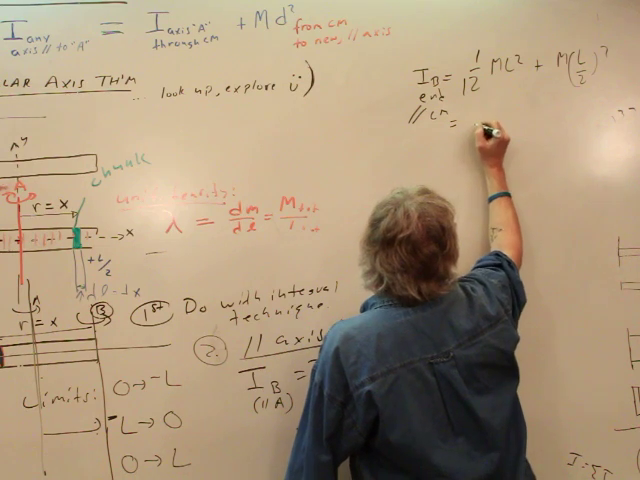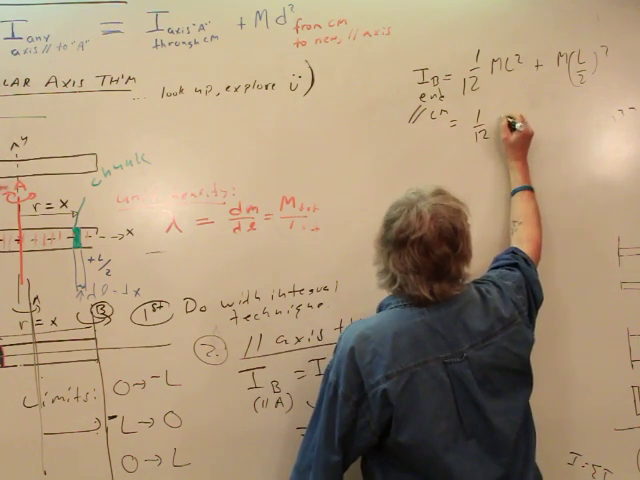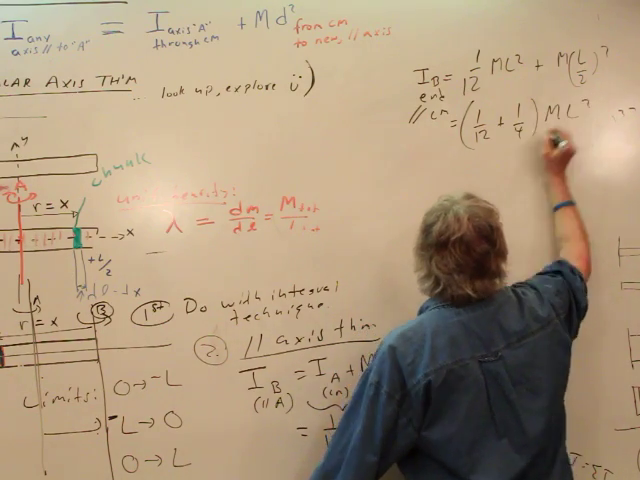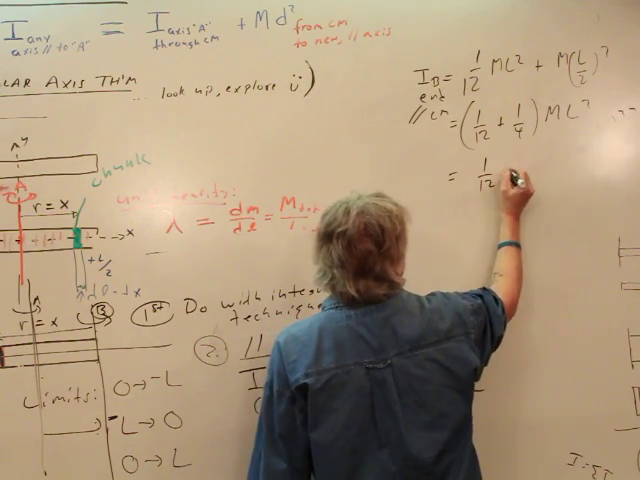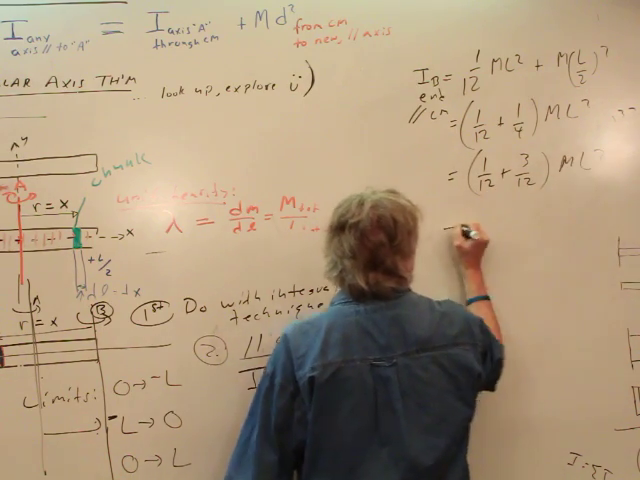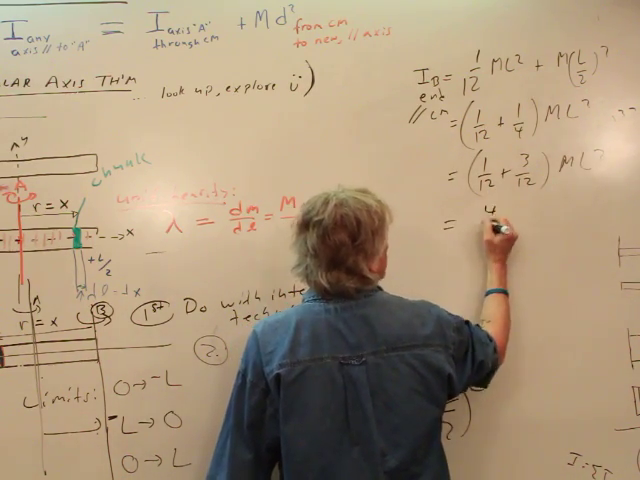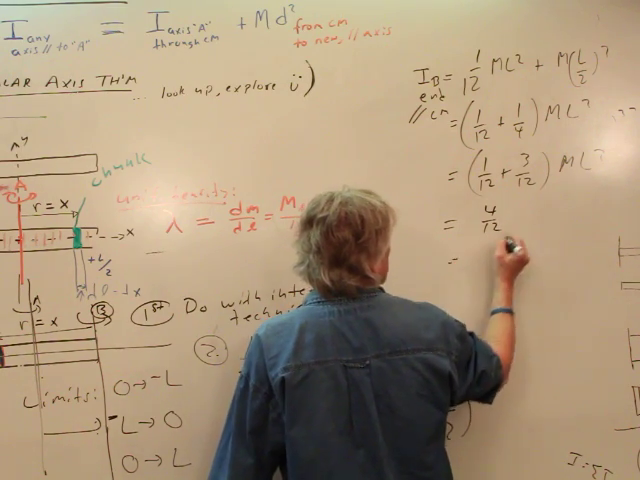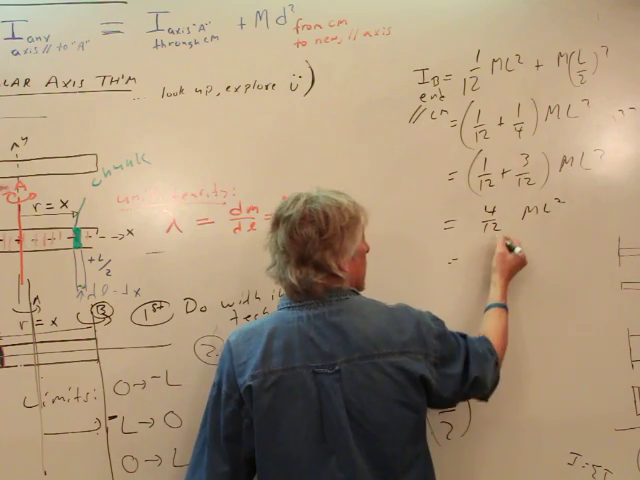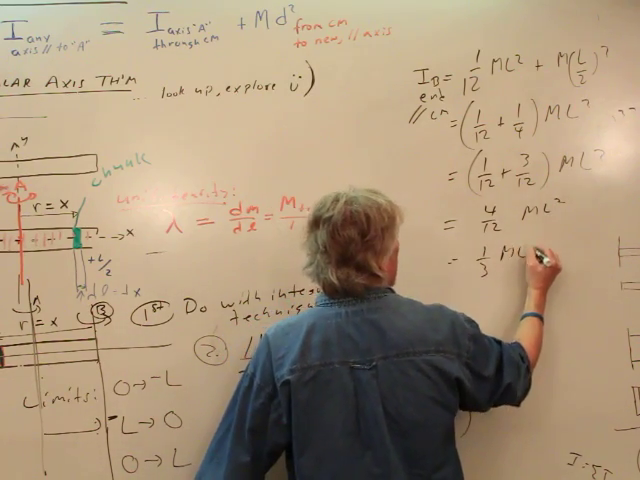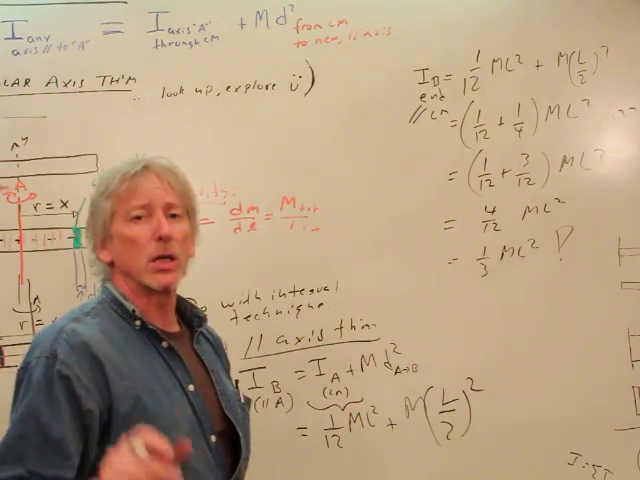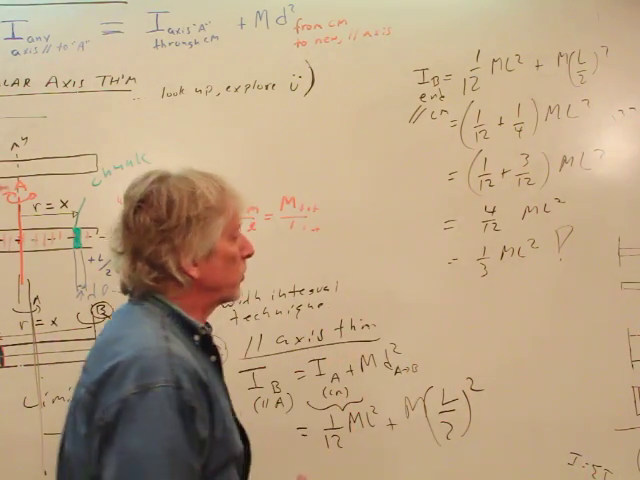So that's 1/12 plus 1/4 ml squared, and that's 1/12 plus 3/12 ml squared, and that's 4/12. Don't be too sloppy, because that wouldn't be equal without that squared. And that's 1/3 ml squared, which is what you should have got by integrating it. If you can't get it by integrating, then you haven't got something tuned up with your integrating.